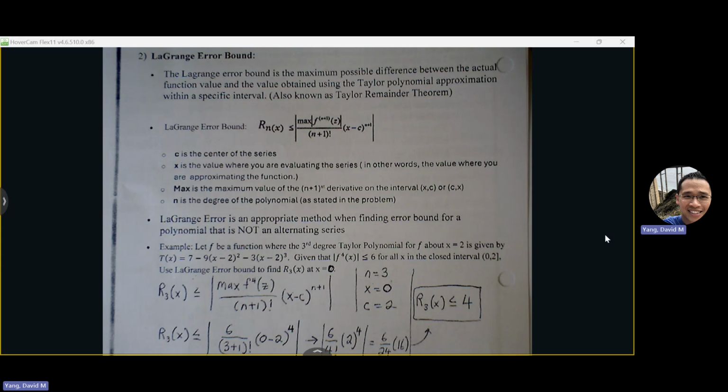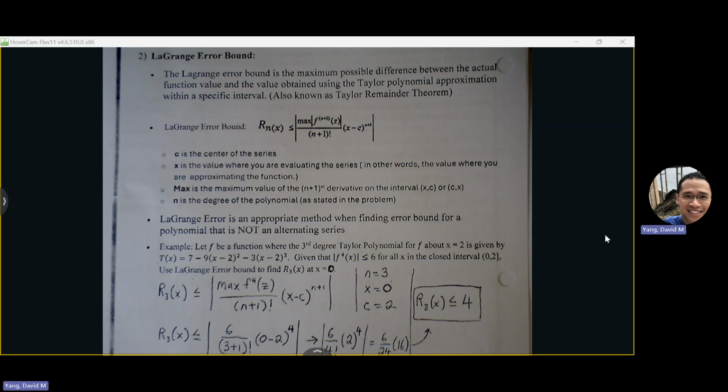This one is nice, they give you that maximum value to insert for the fourth derivative. So plug in 6 for that max location. If you see the word about, that's telling you that's the center, the c value. About x equals 2.